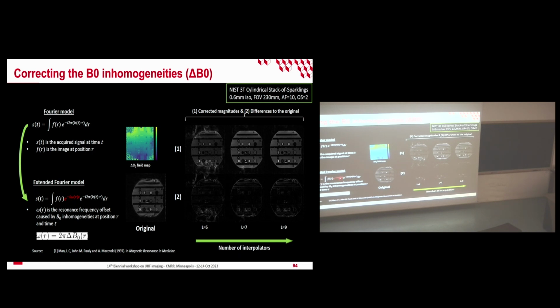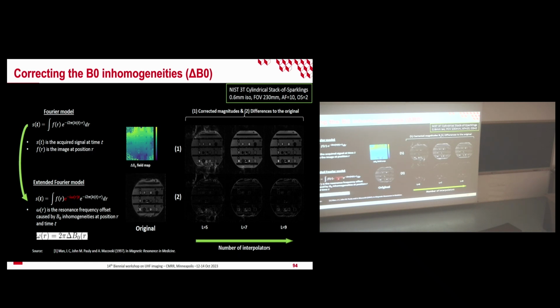And this term is related to the resonance frequency, omega of r, which depends on the spatial position r, and which is directly proportional to the delta B0, so basically the spatial fluctuation of the static magnetic field. So we have some techniques to solve this, but we will see that it's very computationally demanding.